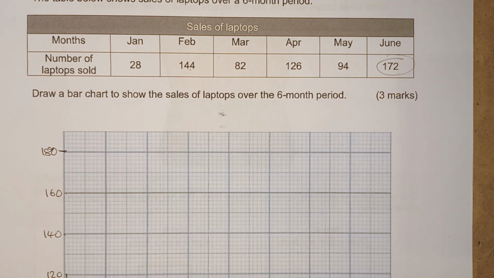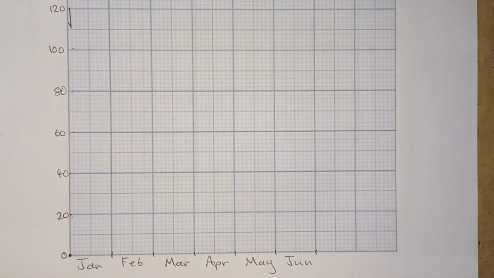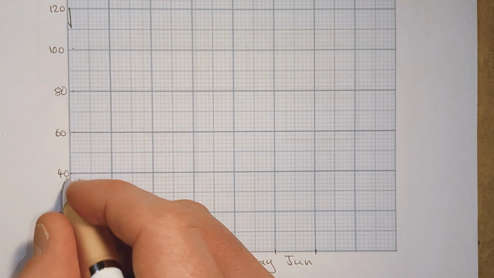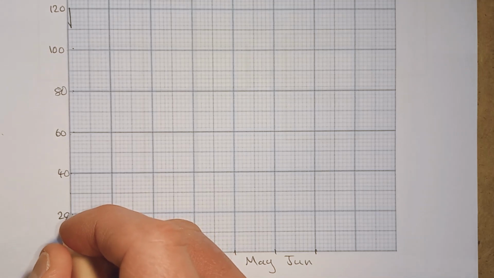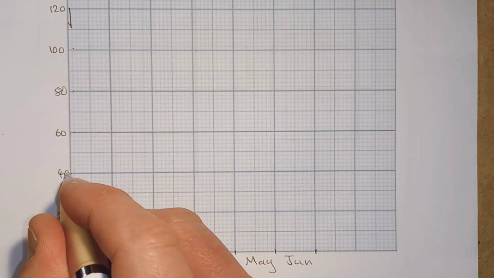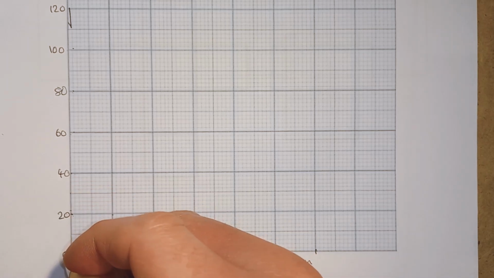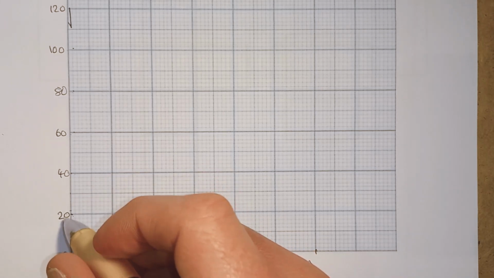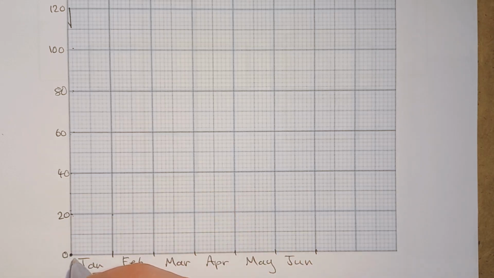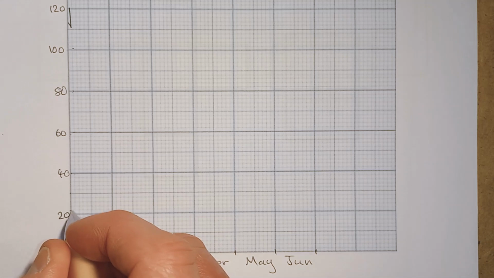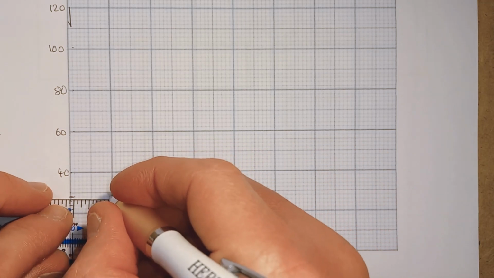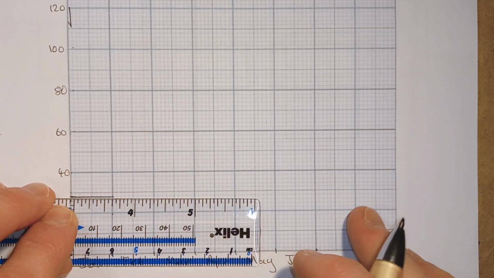Right, so for January, 28 laptops were sold. So 20's down here. Halfway would be 30, halfway between 20 and 40. So each of these little boxes must be equal to 2. So in other words, between 0 and 20, it's 20, but we've only got 10 boxes. So 20 divided by 10 means each box must be worth 2. So if we want 28, we've got 20, we're going to go 22, 24, 26, 28. So I'm going to draw my first bar there.